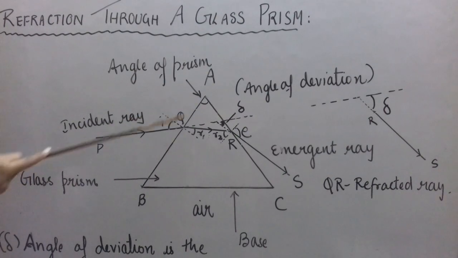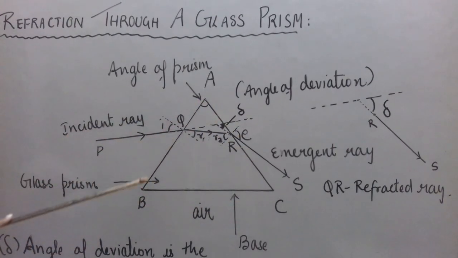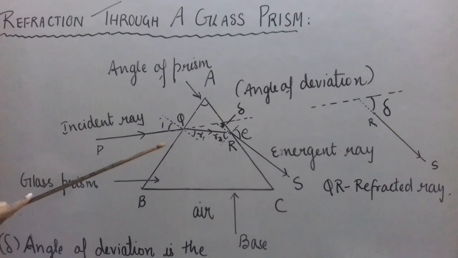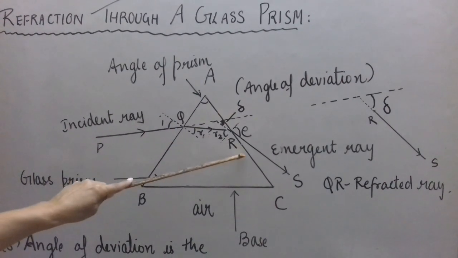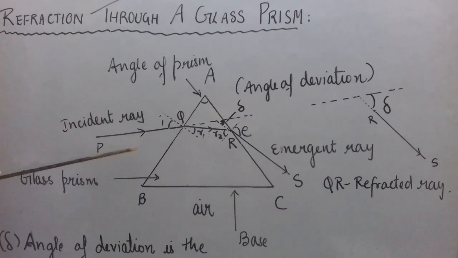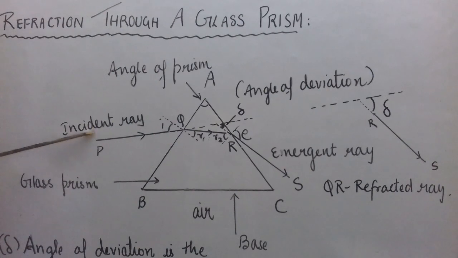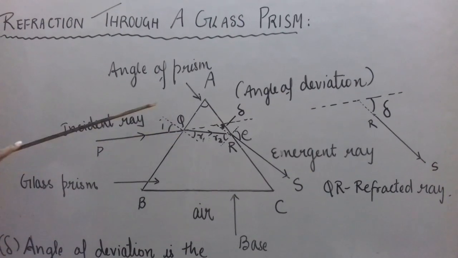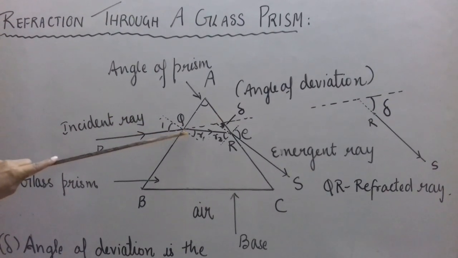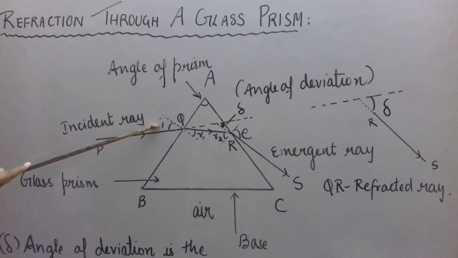So here these 2 sides, AB and AC, where the refraction takes place, are called refracting surfaces, AB and AC. First have a look at the ray diagram properly. This is my incident ray, PQ. Here I have drawn the normal by using dotted lines. So this is my angle of incidence.